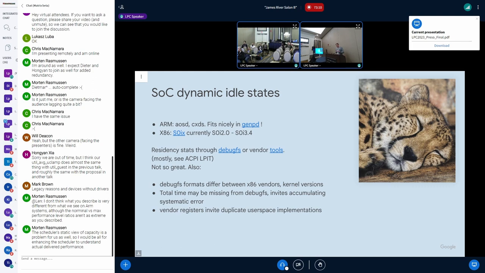Going through debugfs is also not so great because, again, it differs between x86 versions and vendors. The total time is also missing from debugfs. Again, it invites accumulating systematic errors. And again, same problem: we have duplicate user space implementations that are invited by reading those registers.